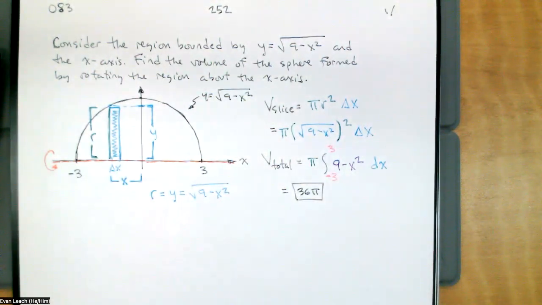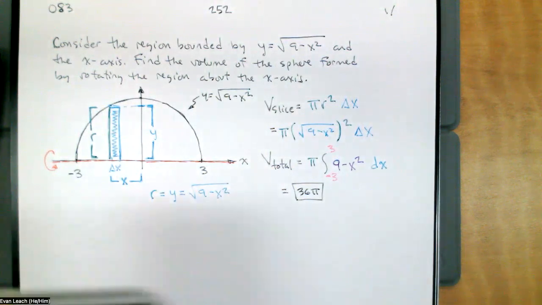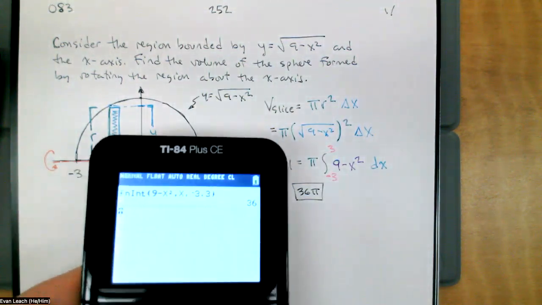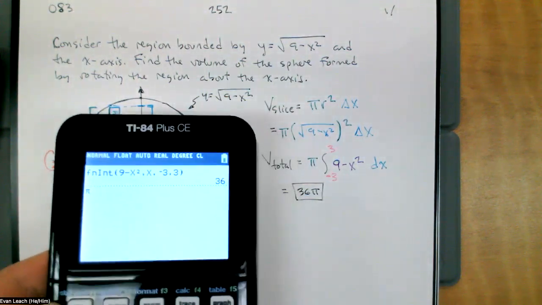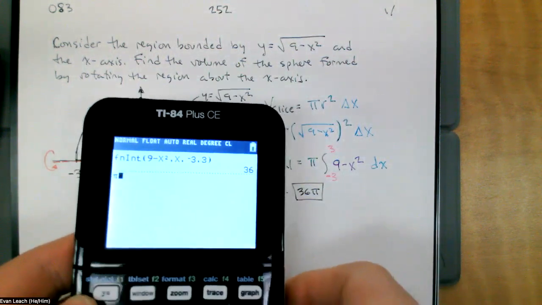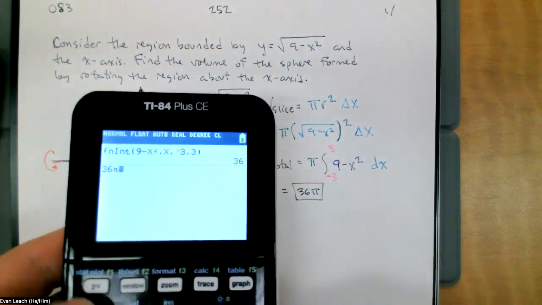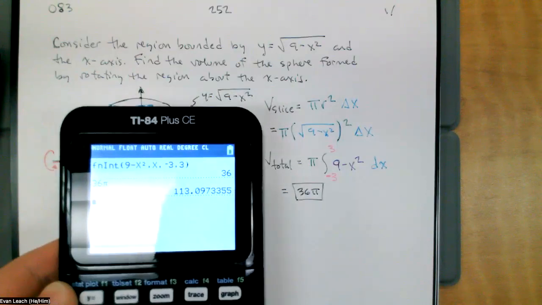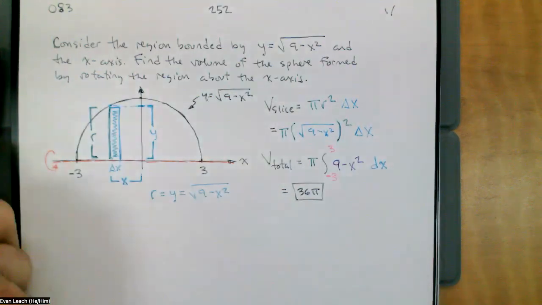Then you try to put 36 pi into Canvas, and it's like, oh, no, you need to round that to the nearest 5 significant figures. So we would just write 113.10.